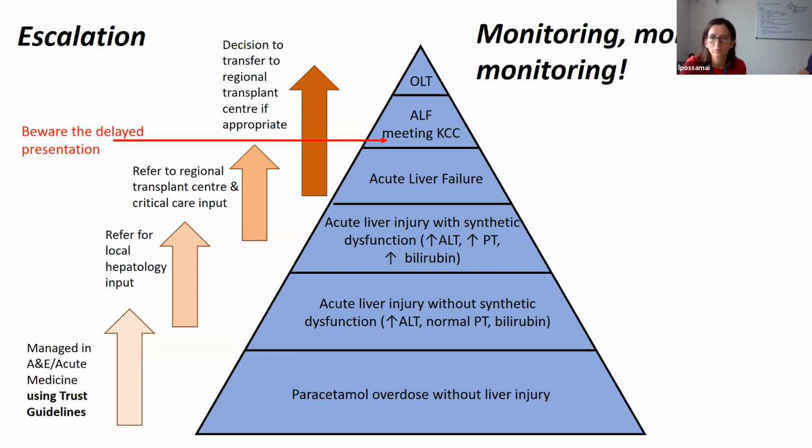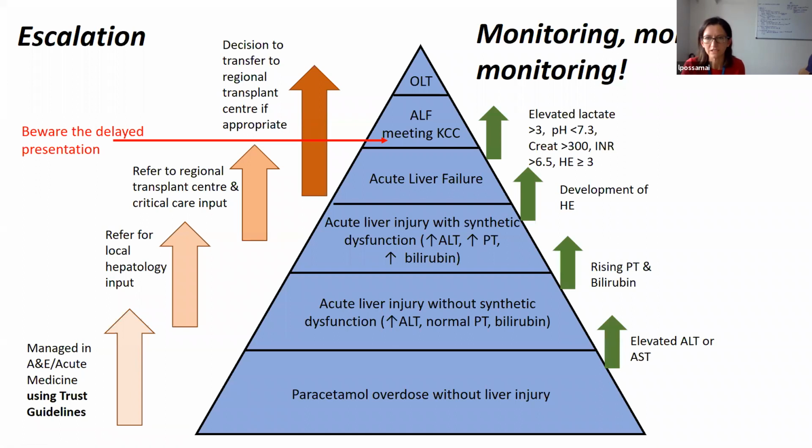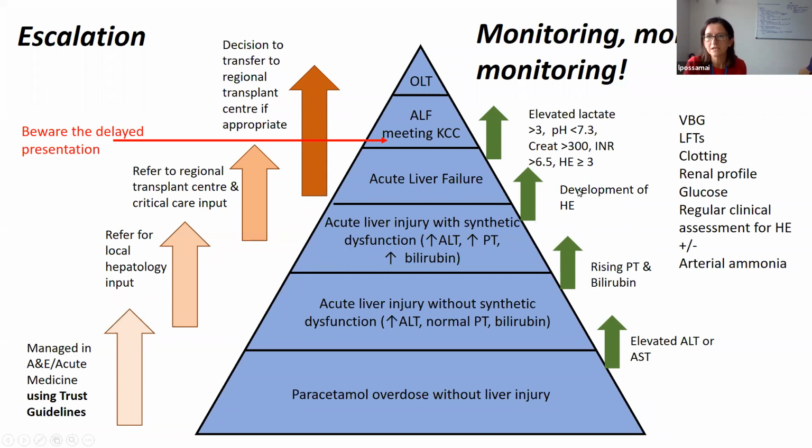How you know where the patient is on this pyramid is all about monitoring, which is why we check bloods in 24 hours and review them in a further 8 hours for these patients. You need to know whether the synthetic functions are going off, whether there's developing hepatic encephalopathy, and you need to have a good grasp of what their metabolic status is.